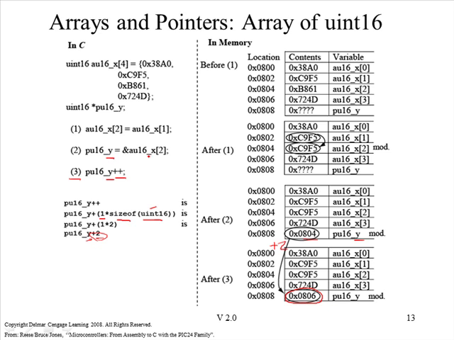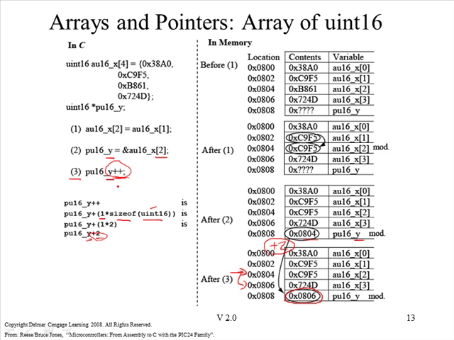Note that variable y was pointing at array element 2, so it was pointing at this memory location here, 804. When we incremented it here, that's going to cause it to point to the next array element, which is sitting at 806, which is why it's actually being physically incremented by 2, even though in the C code we're only saying incremented by 1.